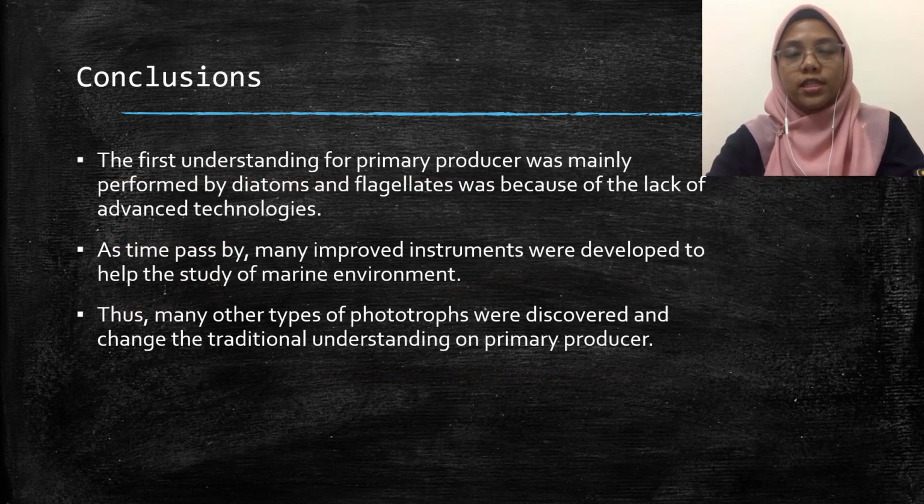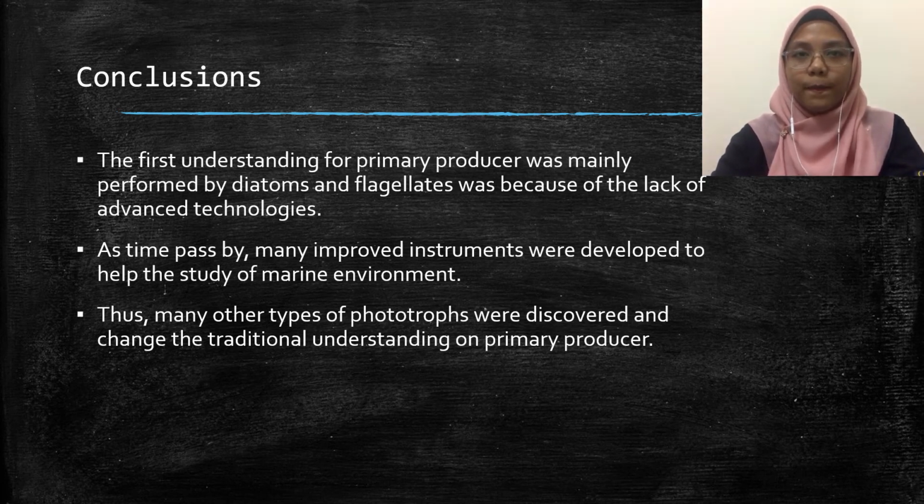As for the conclusion, the first understanding was that primary producers were mainly diatoms and flagellates. That is because of the lack of advanced technologies. As time passed by, many improved instruments were developed to help the study of the marine environment, such as high-performance liquid chromatography, cell detection techniques using flow cytometry, and metagenomic analysis. So, many other types of phototrophs were discovered and changed the traditional understanding of primary producers.